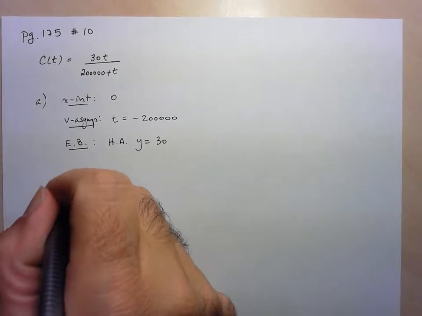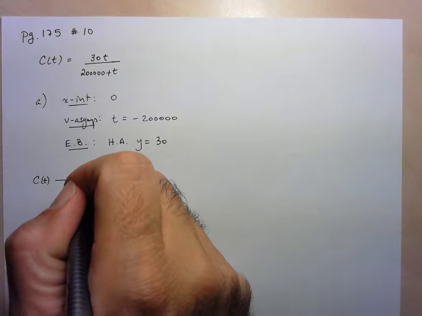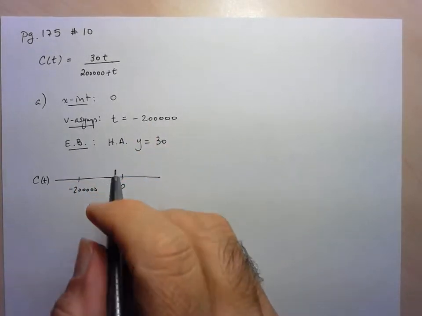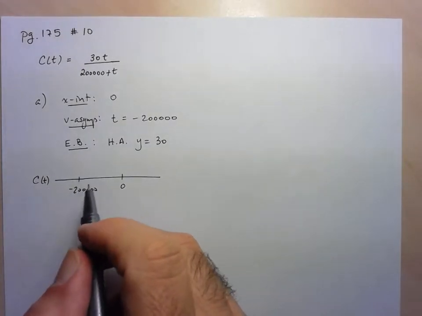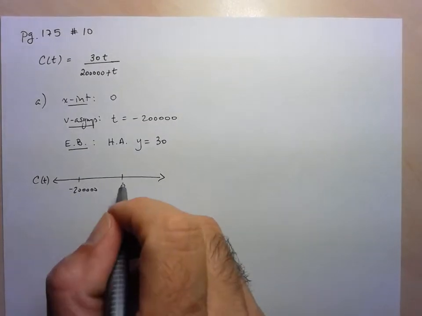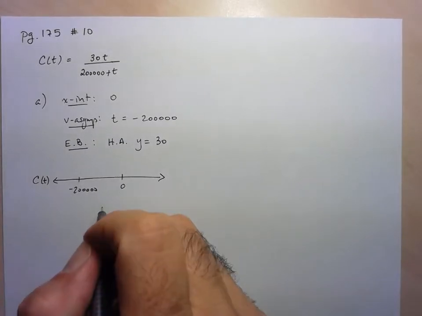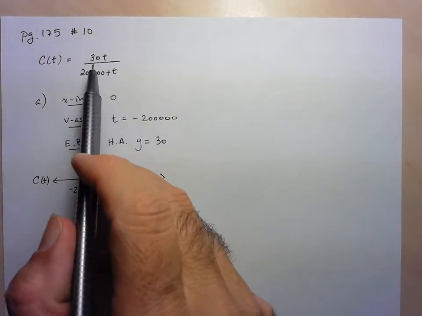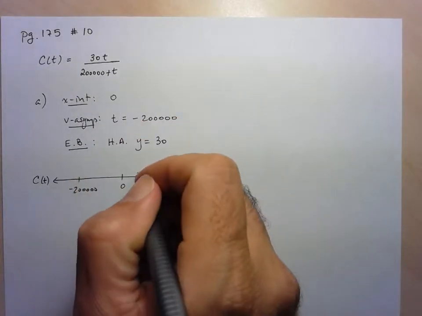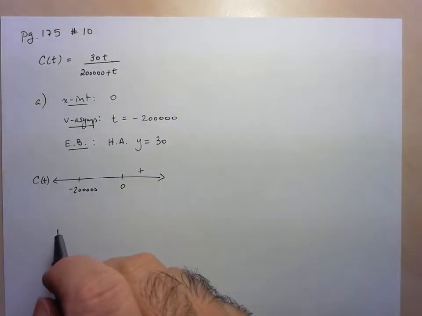And let's take a look at the sign of the graph. Okay, so the only places this can change sign is at negative 200,000 and at 0. In fact, I don't really care about this part here, but I'll just use this as an example to sketching these graphs. So really only care about what happens when it's greater than 0. Okay, now I anticipate that it's going to be positive. So when I put t equals 1 in here, I get 30 over 200,001, so it's going to be positive. Like I said, that's really all I need, but let me go on and find the other parts here.